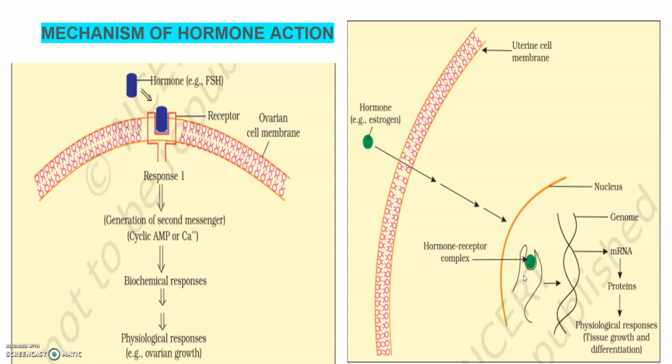On the basis of their chemical nature, hormones can be divided into peptide, polypeptide and protein hormones like insulin, glucagon, pituitary hormones and hypothalamic hormones. Another type are the steroid hormones: cortisol, testosterone, estradiol and progesterone. Then iodothyronines, these are thyroid hormones, and amino acid derivatives, these are epinephrines.